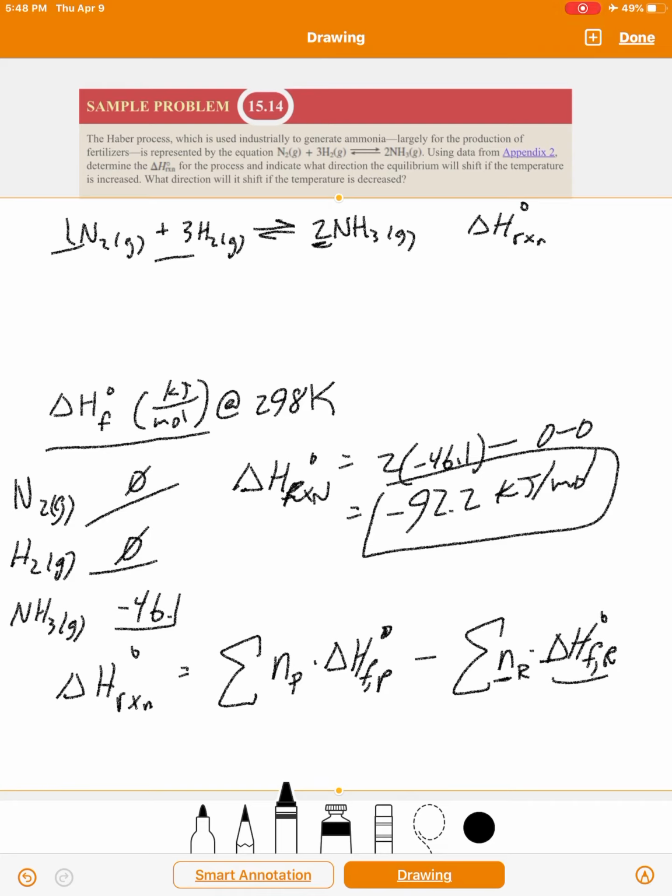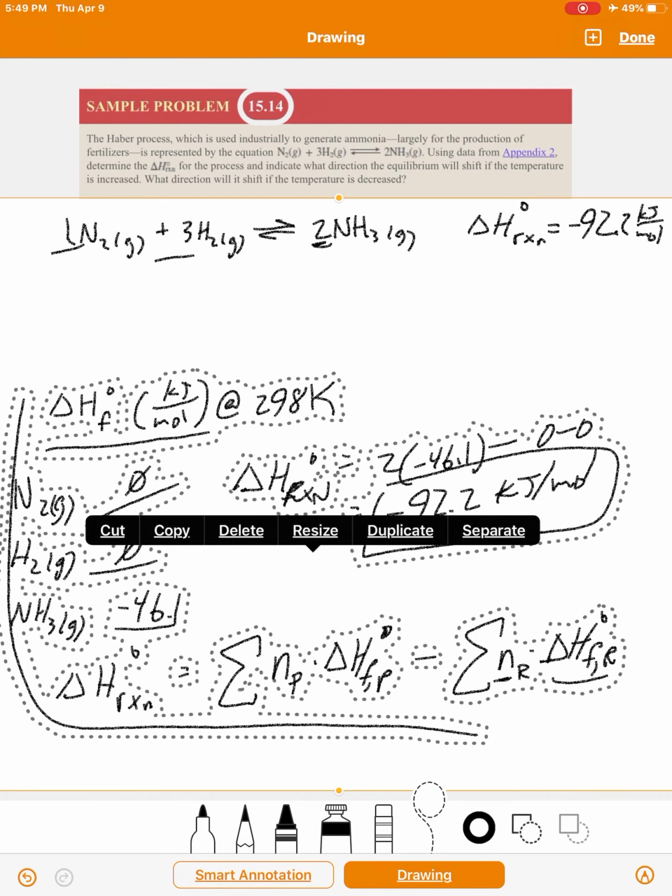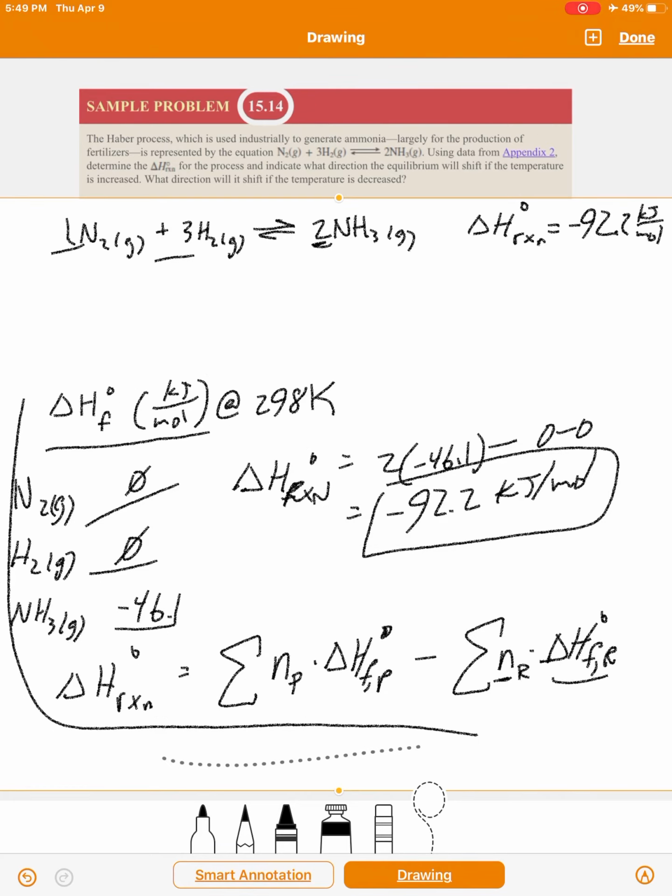Now, they ask you to do that question really just to figure out whether this reaction is endothermic or exothermic. If you watch the discussion of this section, what I did was I talked a little bit about how we analyze the shift in temperature and how that affects the equilibrium for these types of reactions. And here's the way you go about it, the analysis. We just did all that just to figure out that it's exothermic.